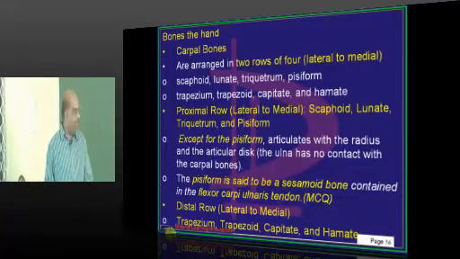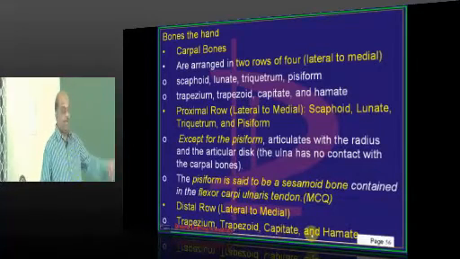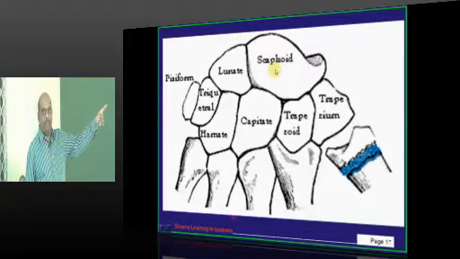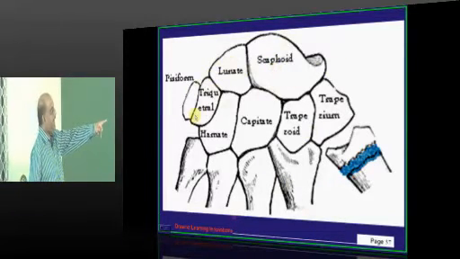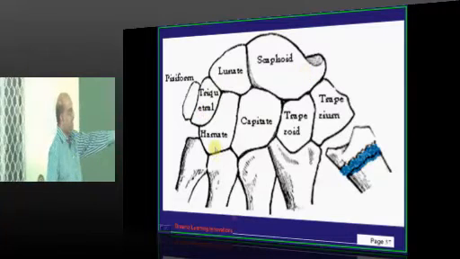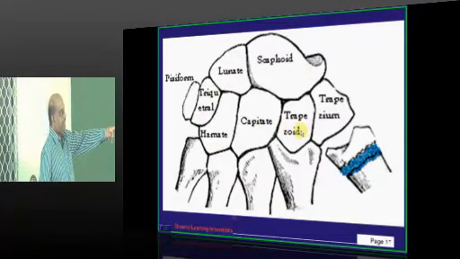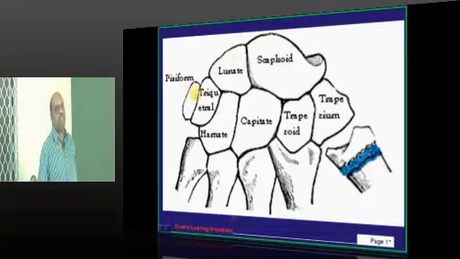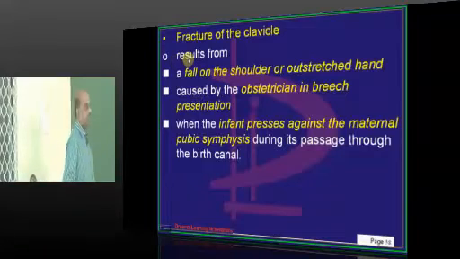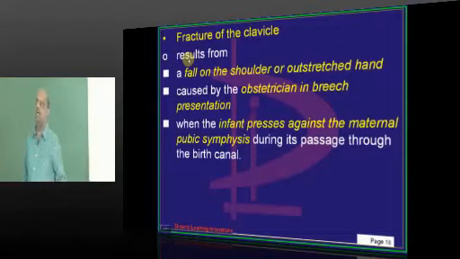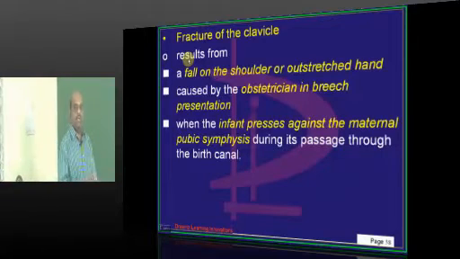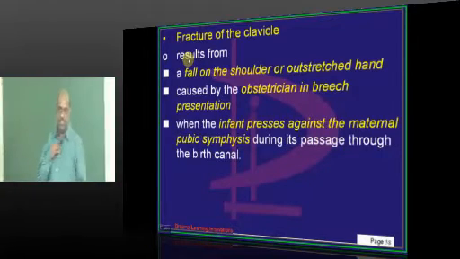Then in the distal row we have trapezium, trapezoid, capitate and hamate, and the proximal row is scaphoid, lunate, triquetrum and pisiform. Now this is the general anatomy of the bones. Now 1-2 surgical points of importance.